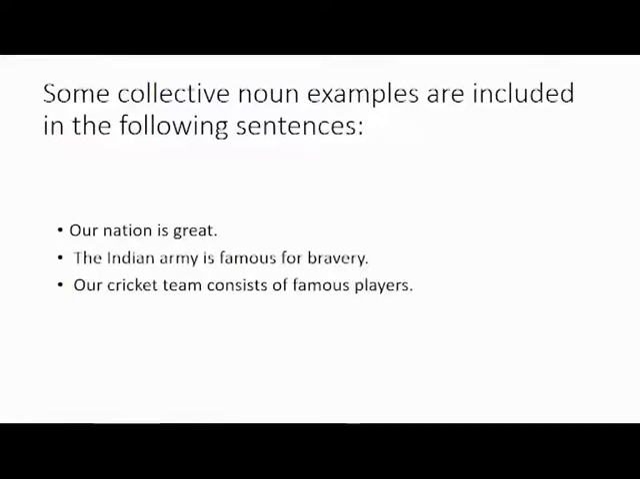So we have three sentences here, and some collective nouns are used in these sentences. Let's try to identify them. The first sentence is, our nation is great. In this sentence, we use the collective noun nation. And then we have, the Indian Army is famous for bravery. In this sentence, we use army as a collective noun. And then, our cricket team consists of famous players. In this sentence, we have used the collective noun team.